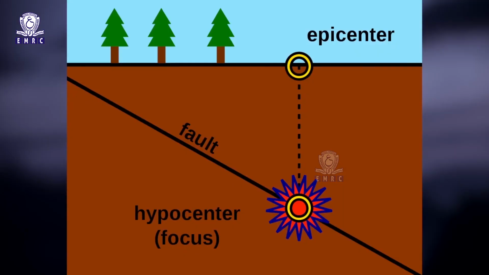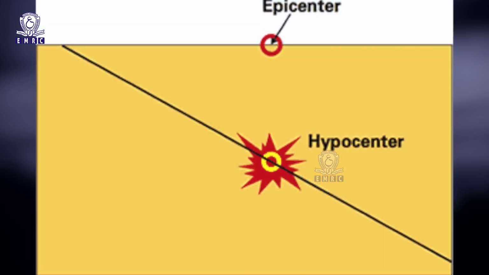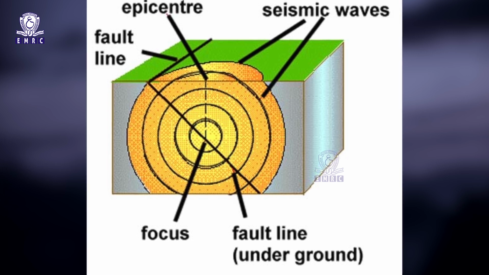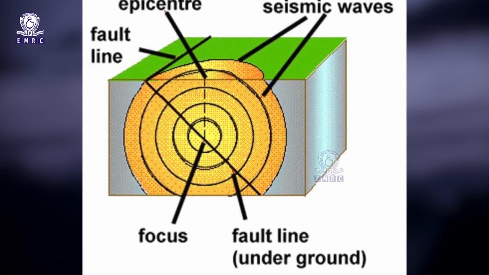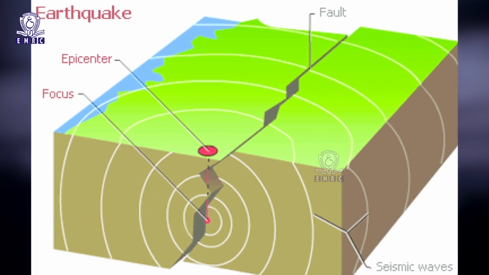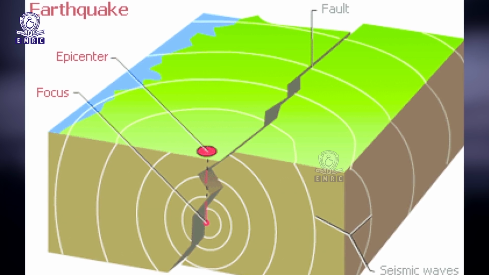The point of origin of the earthquake, or where energy is released, is called the focus of an earthquake, which is located inside the earth. The depth of the focus varies from one place to another. It is also called the hypocenter. The energy released during the earthquake is transmitted to the surface of the earth from the focus in the form of seismic waves. The point that is located directly above the focus on the earth's surface is called the epicenter.